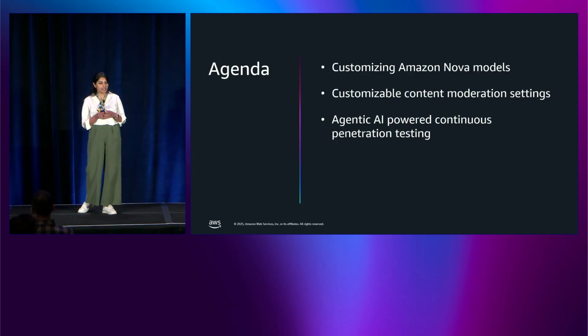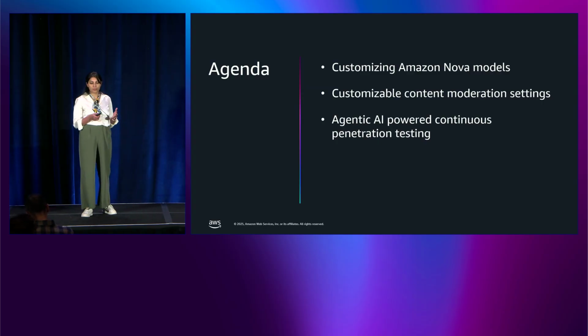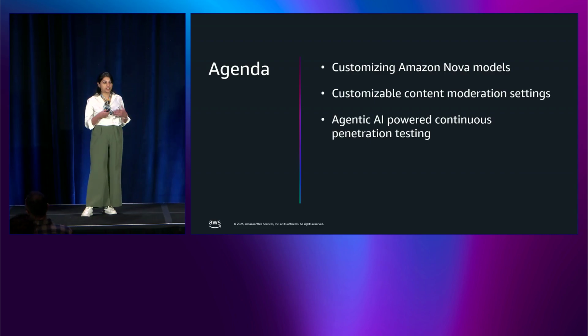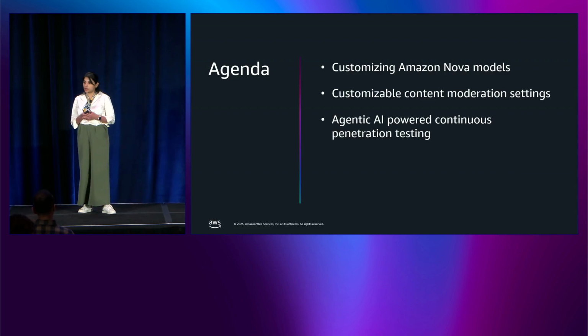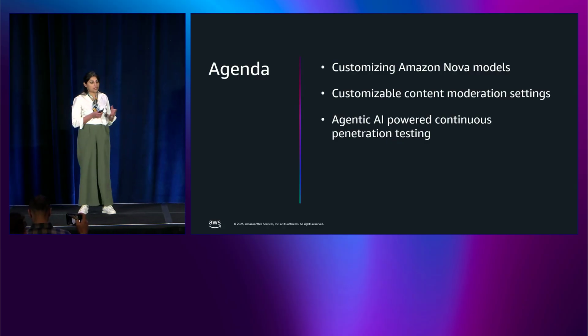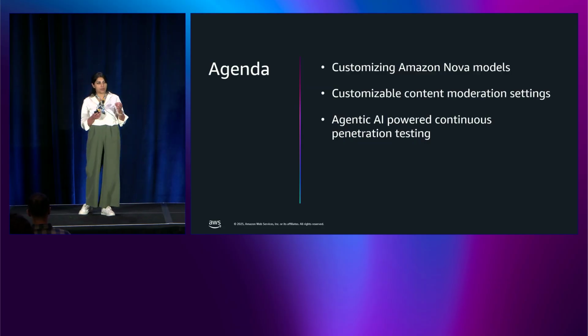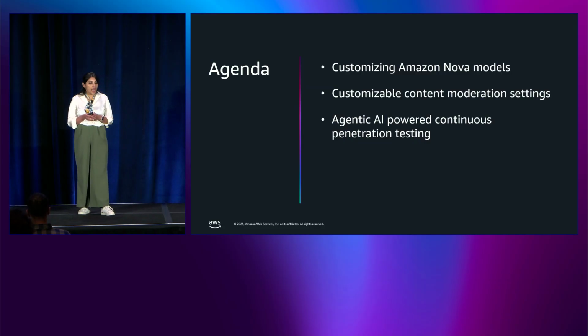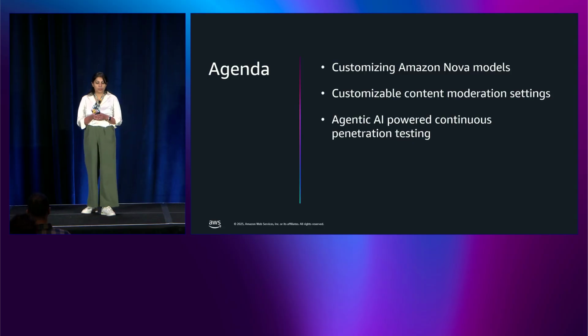So over the next 1 hour, we're going to talk about the Nova models, introduce the new Nova models, and talk about how to customize Nova models and why customization is really necessary. And then Dan will talk about how we customized Nova models to enable sensitive content moderation use cases. And then finally, Gal is going to talk about how at Terra Security, they customized Nova models to enable agentic pen testing.